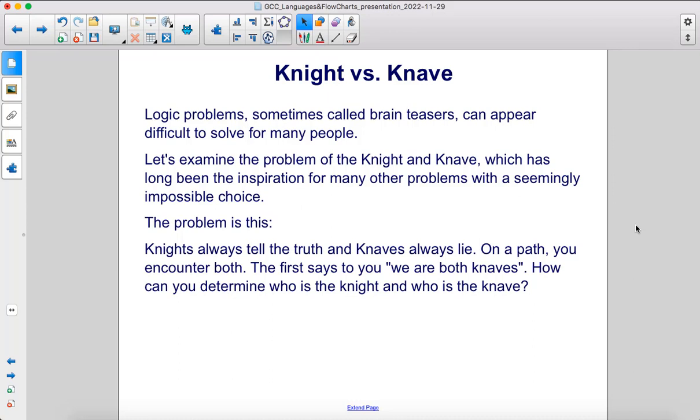Let's examine the problem of the knight and knave, which has long been the inspiration for many other problems with a seemingly impossible choice. The problem is this: knights always tell the truth and knaves always lie. On a path, you encounter both. The first says to you, "We are both knaves." How can you determine who is the knight and who is the knave?